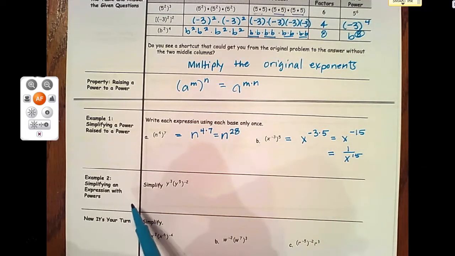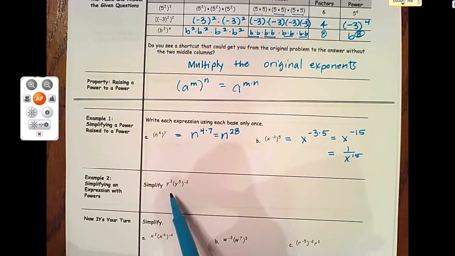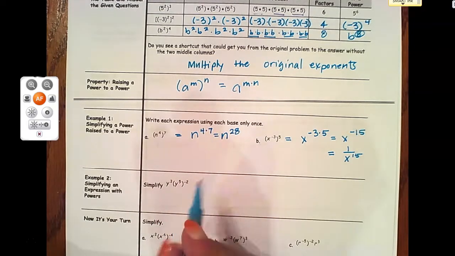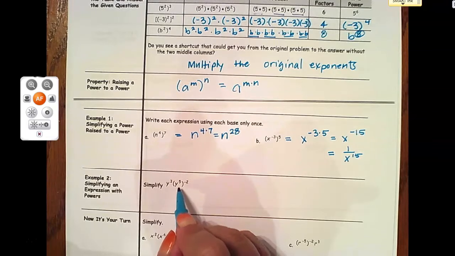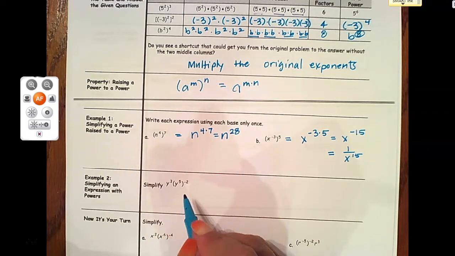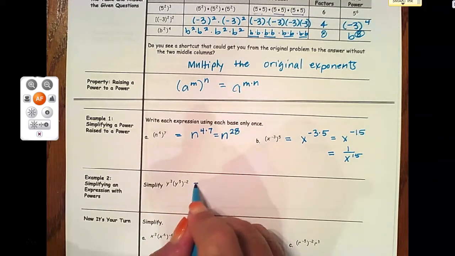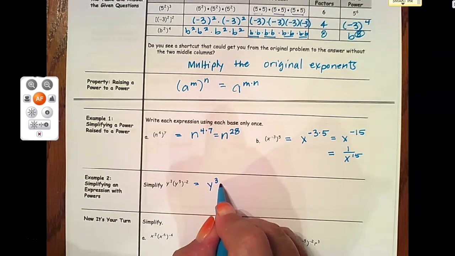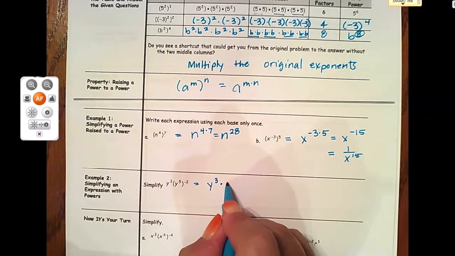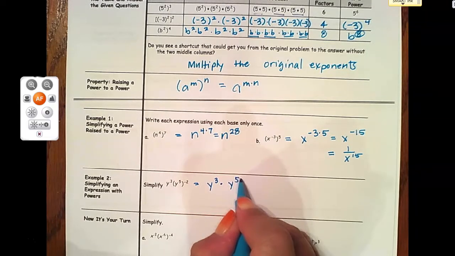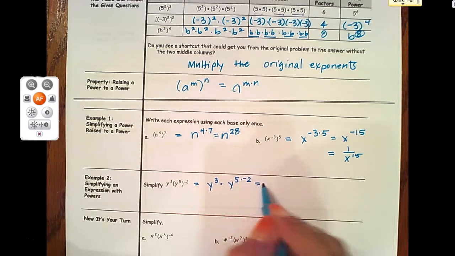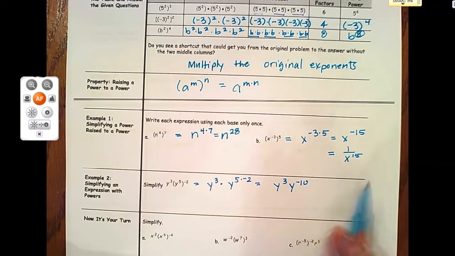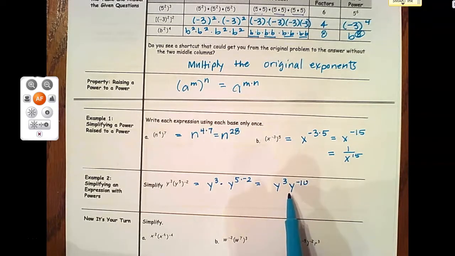So what happens if I have an expression that has some powers raised to a power and others that are not? Well, you can see here just the y to the 5th is raised to the -2nd power. So the y to the 3rd doesn't have anything else being done to it just yet. So I'm going to do y to the 5 times -2. So y to the 3rd times y to the -10th. And now I go back to the rule from a couple of days ago.